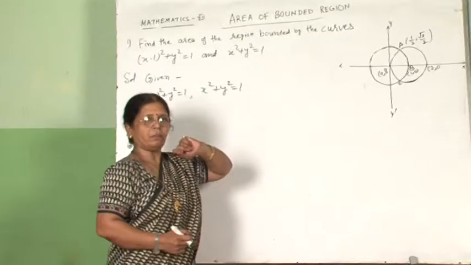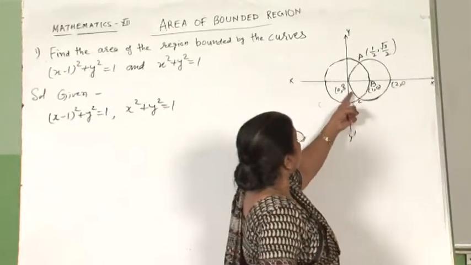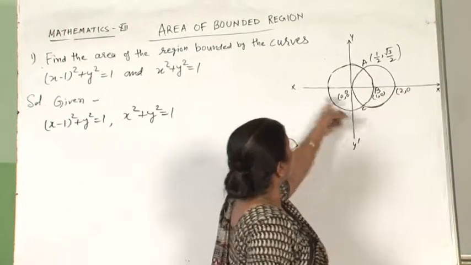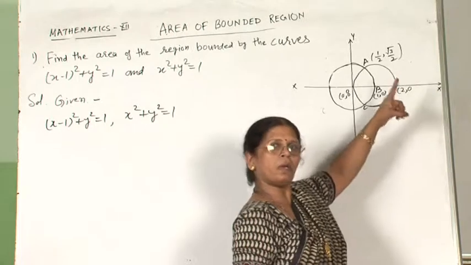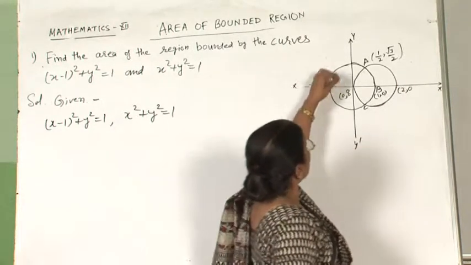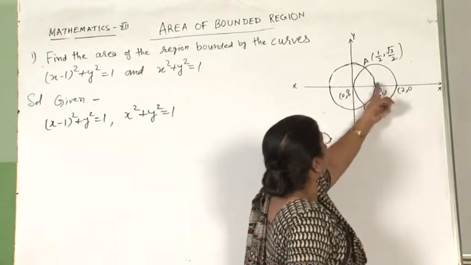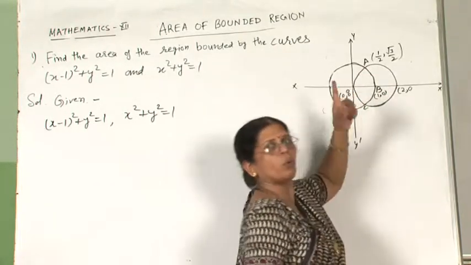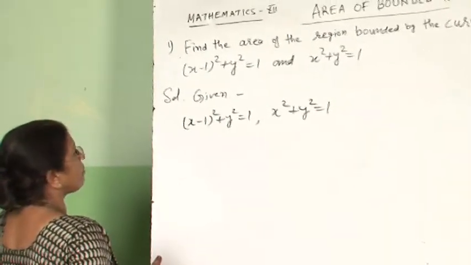And one more thing, that this bounded area is symmetric about x-axis. So, we can take this area as 2 times of area of OABO. So, first we will find the coordinates of point A.